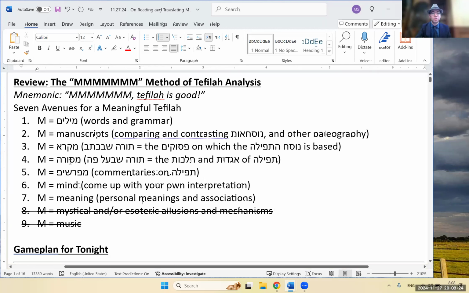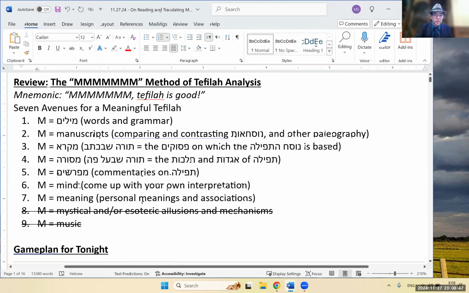Fourth is what I'm calling Masorah, and I'm calling it Masorah because it's not just halacha; it's the Torah Sheba'al Peh and the halachos and the agados, the halachic and non-halachic teachings. You really can't understand the text of Tefilah as just some independent thing; it is dictated and flows with the halachos that govern it. So you have to understand what you're doing halachically when you say Tefilah.